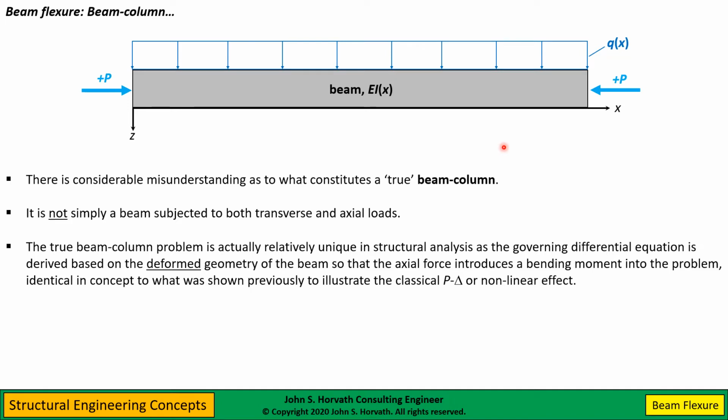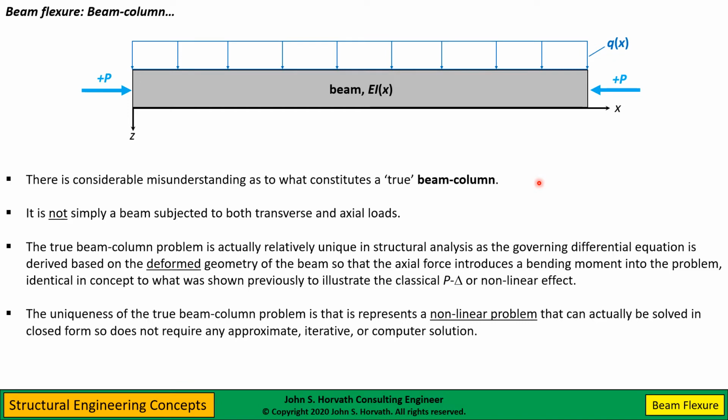A true beam column is actually a very unique problem in structural analysis because first and foremost, the governing differential equation is derived based on the deformed geometry of the beam. You know, the differential equations I showed you previously for a simple beam and the Timoshenko or shear beam, these are all based on the undeformed geometry of the beam. But in the beam column problem, you deform the beam in the problem setup, in the free body diagram that you create, so that this axial force creates a moment.